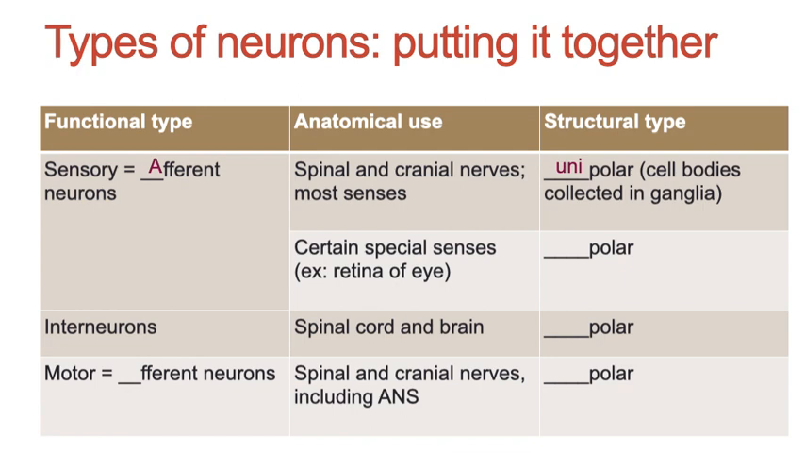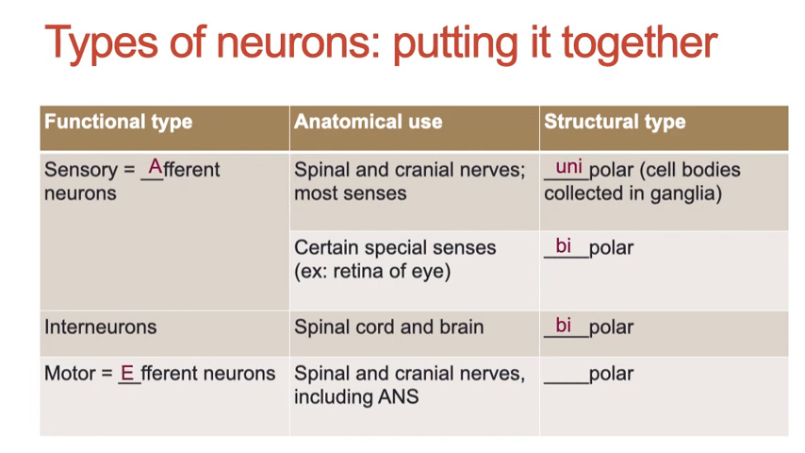And when we look at this later, you'll see that the cell bodies of these types of neurons are actually collected in an area called a ganglia, and we'll see that when we talk about the spinal cord and the spinal nerves. Now, as I mentioned, some sensory nerves carry special sensory information, for example, the retina of the eye, and those are going to be the bipolar structural type of neuron. Interneurons are going to be found in the spinal cord and the brain, and these are also bipolar neurons structurally.